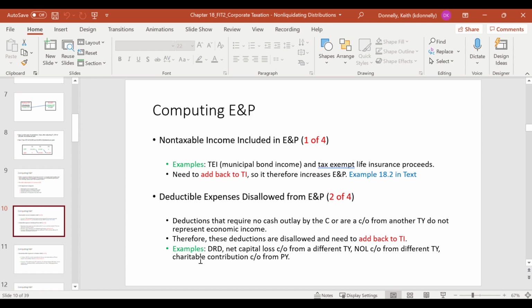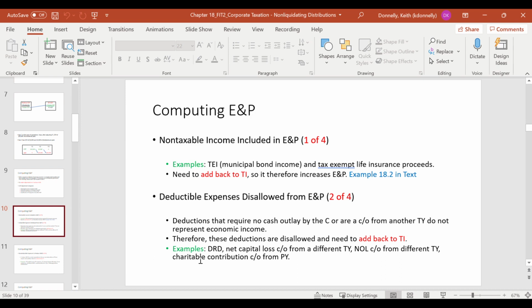So usually these situations, these are deductions that require no cash outlay by the corporation or a carryover from another tax year that do not represent economic income. So things like the dividends received deduction, net capital loss carryover from a different tax year, NOL from a different tax year, charitable contribution carryovers.